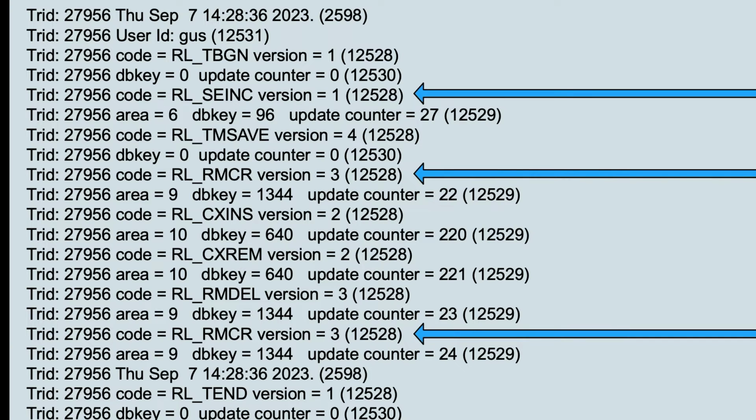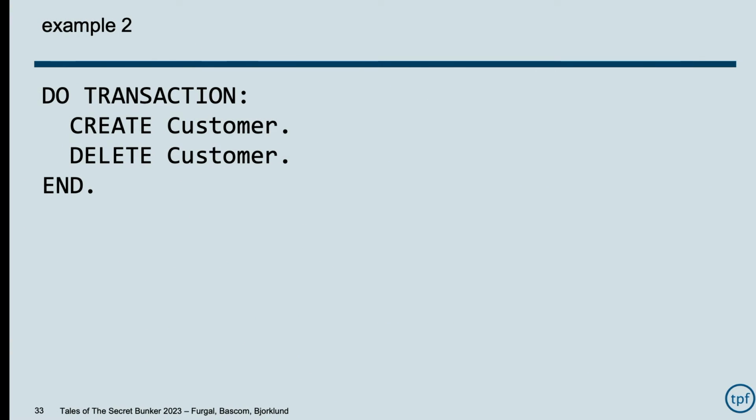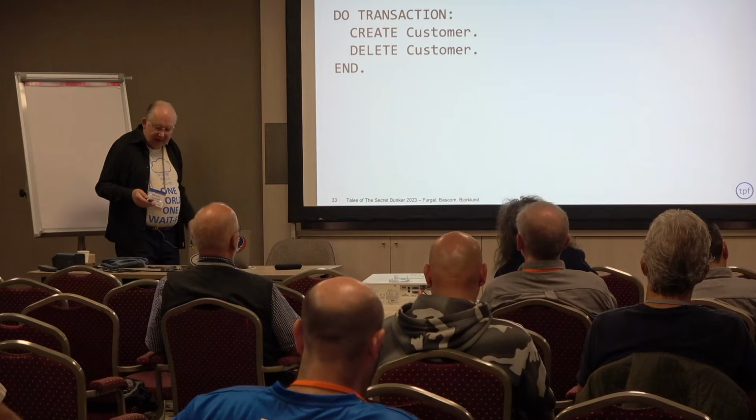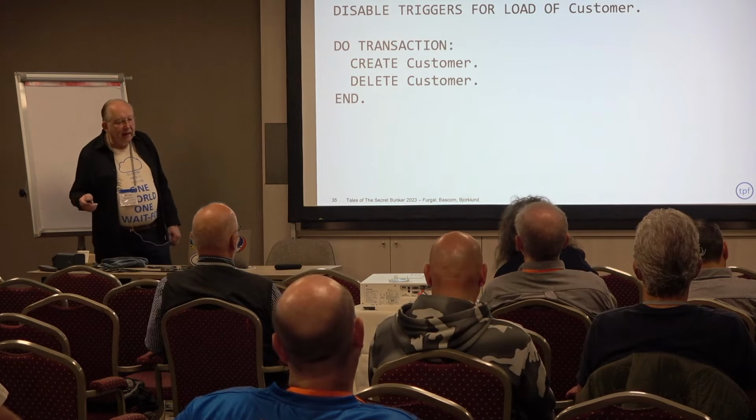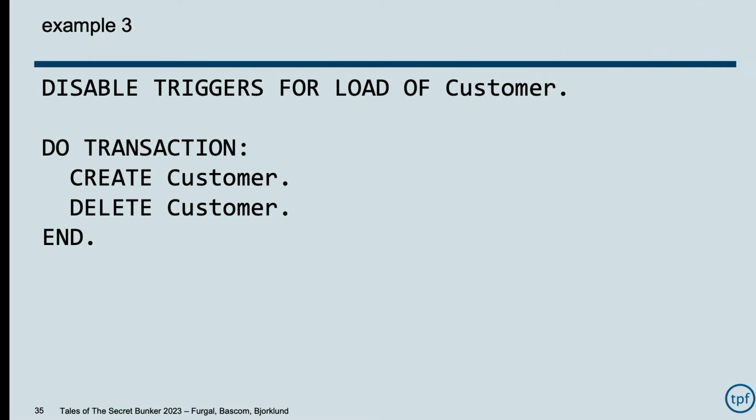Okay, so back to our code. Here's our code. Notice that we had a sequence increment as the first operation, but it's not in the code. Where'd it come from? Trigger, exactly. So, if we do this, what do you get in the output then?